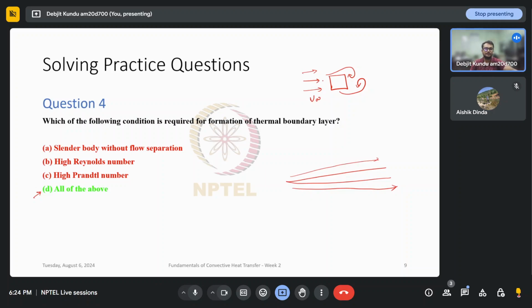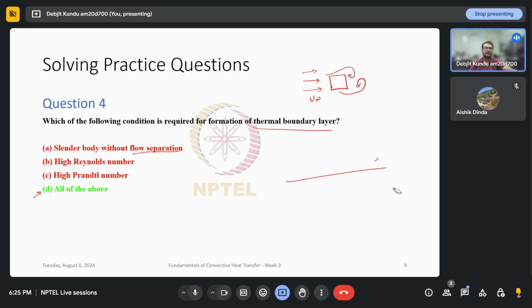There would be all sorts of mixing and most probably even turbulence going on. So the absence of flow separation is actually needed for the formation of a thermal boundary layer. Then apart from that, I need a high Reynolds number, because for low Reynolds numbers, the boundary layers would be thick. So a boundary layer would definitely be formed.